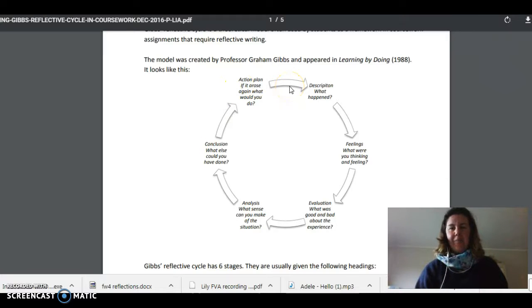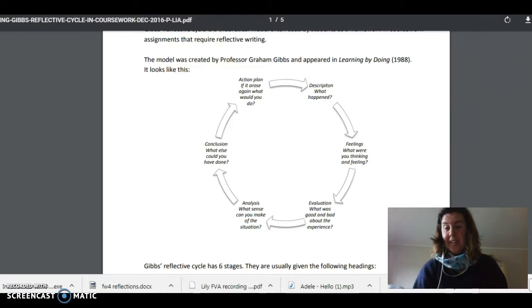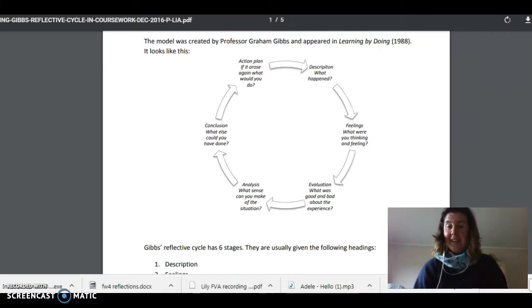I've found that the more specific I am about the description and keep it quite succinct, then the rest of the stages continue on. Where I've had trouble is that I've tried to reflect on too much at one time, or I haven't actually followed the process and become analytical straight away. I haven't actually described it. So hopefully using this PDF, I have found it quite helpful, that you will also find it helpful.